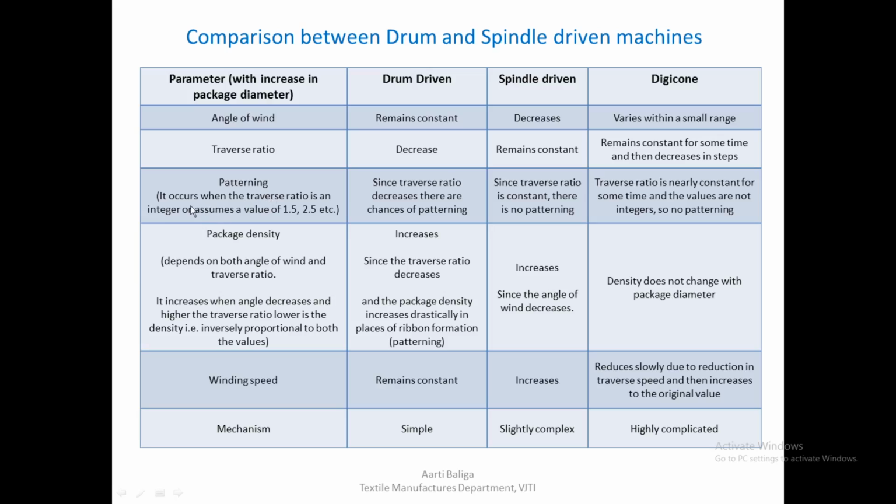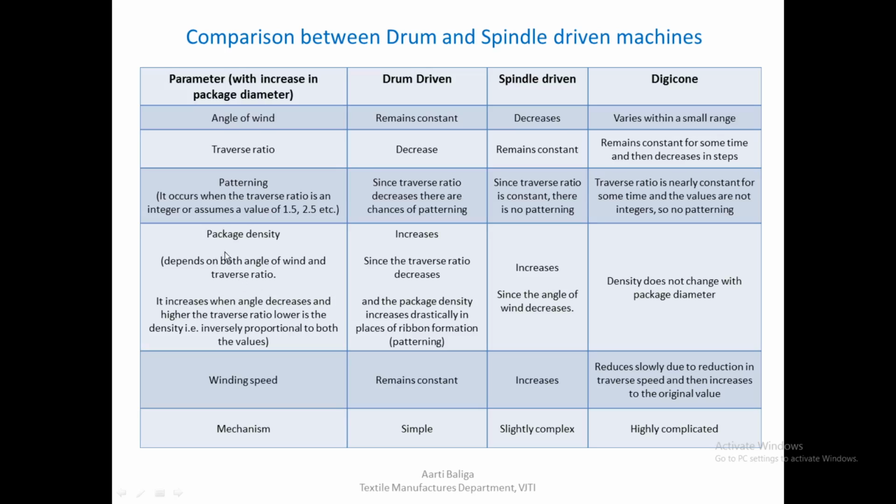What about patterning? We have seen in what situation patterning occurs. In case of drum driven, since traverse ratio decreases, there are chances of patterning. Since traverse ratio is constant, there is no patterning in case of spindle driven. But in case of digicone, traverse ratio is nearly constant for some time and the values are not integers. So again, you will find no patterning. So we have seen three advantages already in the case of digicone.